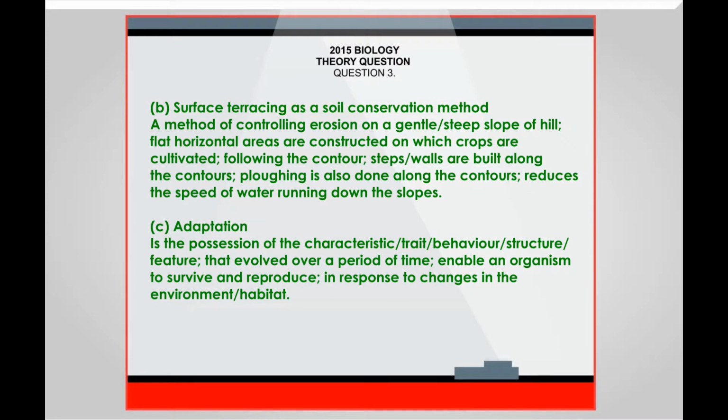Surface terracing: the contour, steps or walls are built along the contours. Plowing is also done along the contours, which reduces the speed of water running down the slopes.